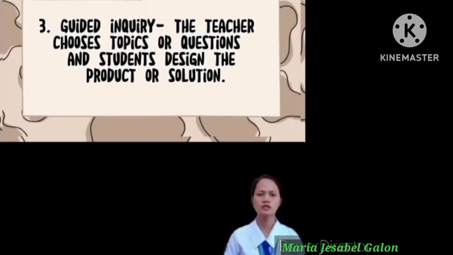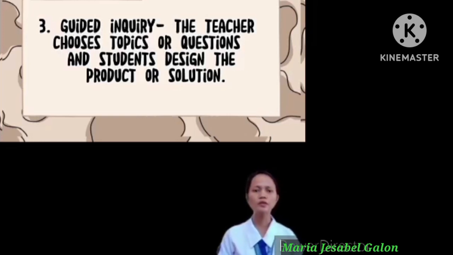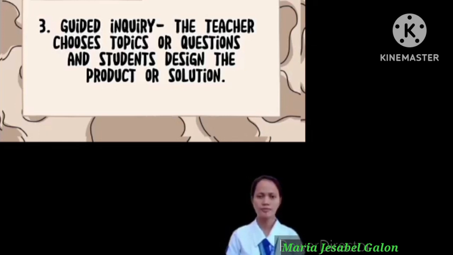The teacher chooses topics or questions and the students design the product or solution. It means that the teacher is giving the students more autonomy and responsibility in the learning process. The teacher is setting the parameters of the project by choosing the topics or question, but the students are given the freedom to design and create their own solution or product based on their own research and understanding.